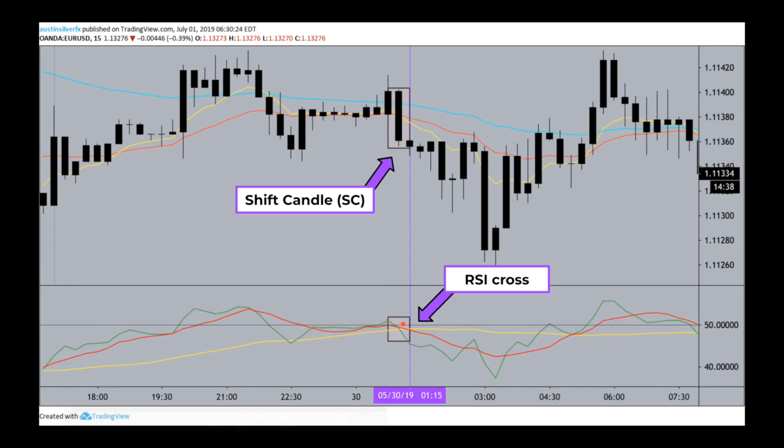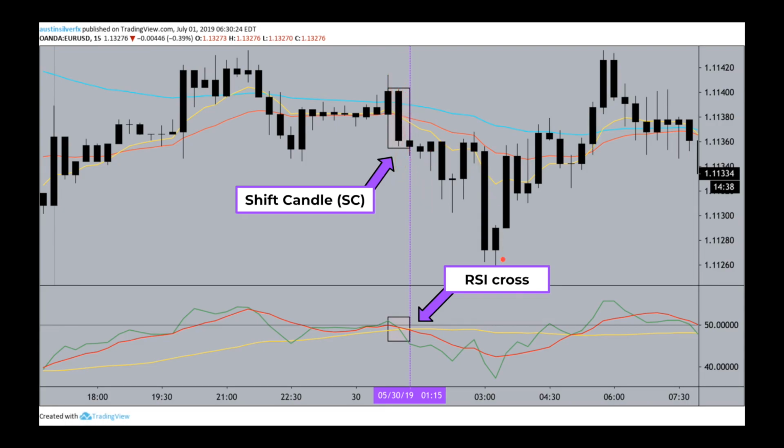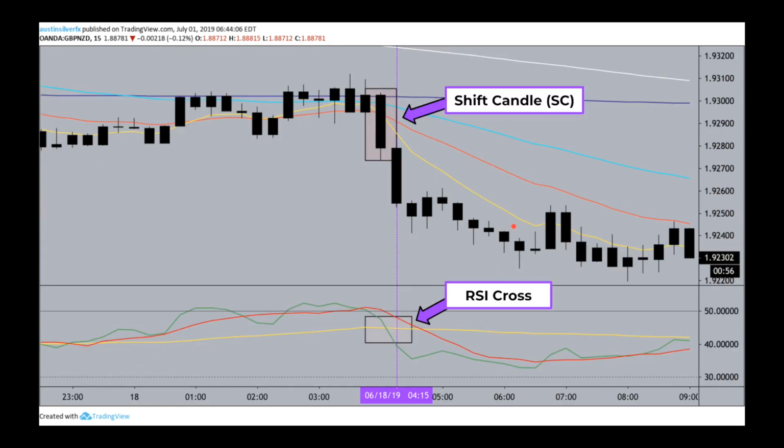Here's another one. Great cross. Look how the RSI comes down through the trend line, down through the liquid 50. You're in an overall downtrend. The candle is off the 50 EMA. It shifts, holds the 8 and the 21 all day. It's a beautiful shift candle cross.